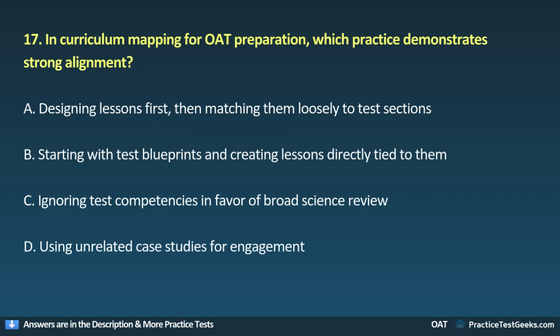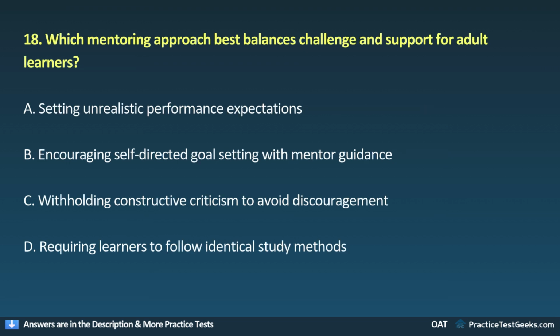17. In curriculum mapping for OAT preparation, which practice demonstrates strong alignment? A. Designing lessons first, then matching them loosely to test sections. B. Starting with test blueprints and creating lessons directly tied to them. C. Ignoring test competencies in favor of broad science review. D. Using unrelated case studies for engagement.